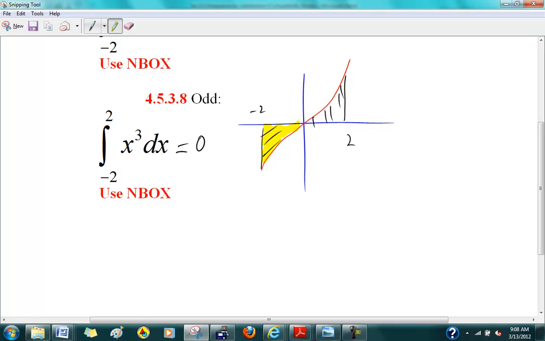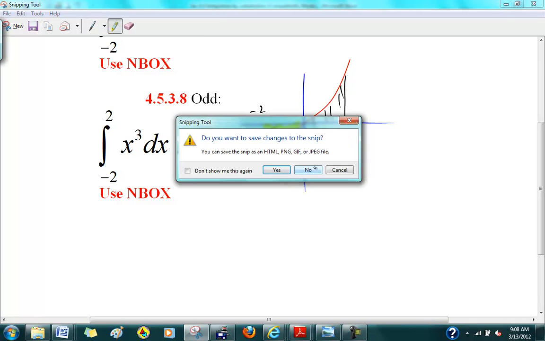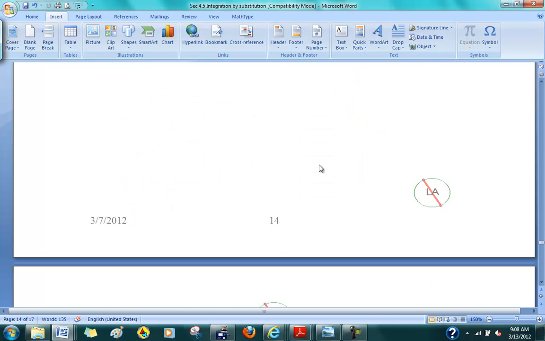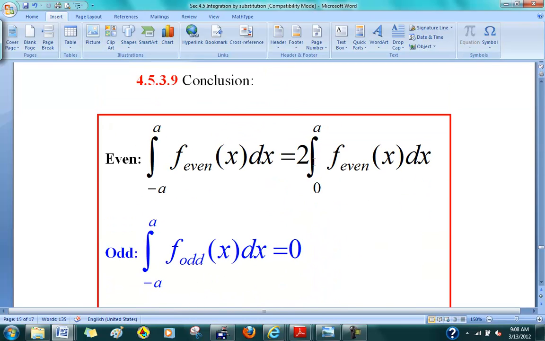Okay, can you verify this on your whiteboard? Do this and verify that. Okay, so then what I'm going to give you is just a box that gives you the two properties. So if the function's even, you need to find only one part of the area and double it. If it's odd, then your answer is always 0.